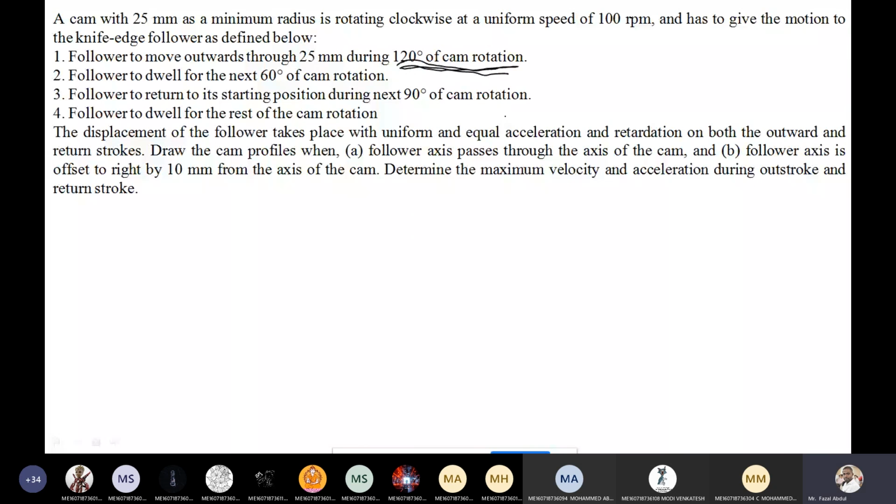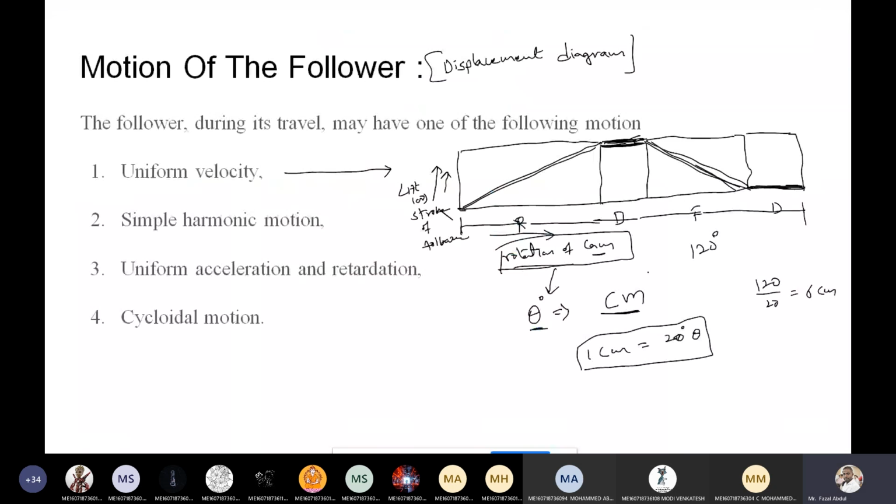So the cam rotation we need to convert into centimeters, because see here what I said: draw the horizontal axis first. The horizontal axis is named rotation of cam, and I said draw the vertical axis, named stroke or lift of the follower. To draw the horizontal line we need linear dimensions, meaning 1 centimeter, 5 centimeters or 10 centimeters, any centimeter linear value.